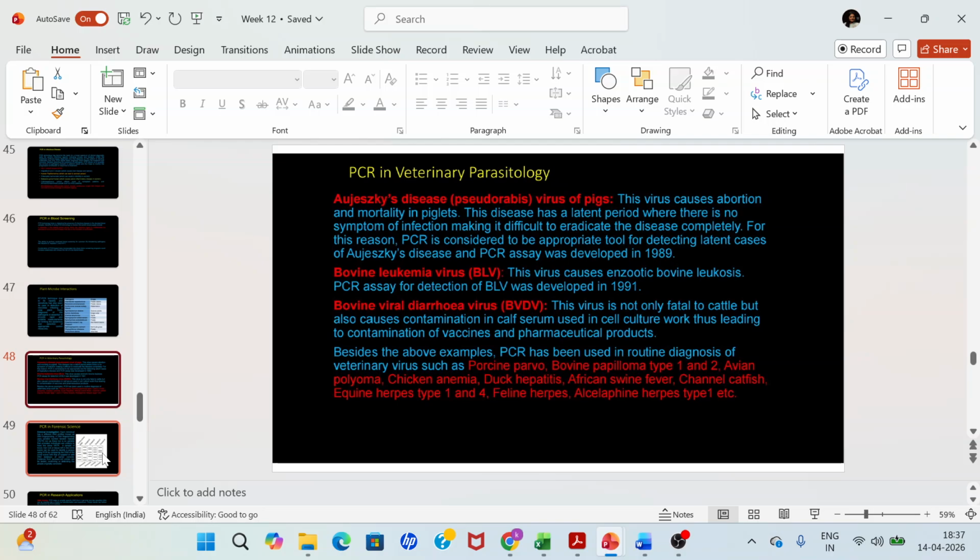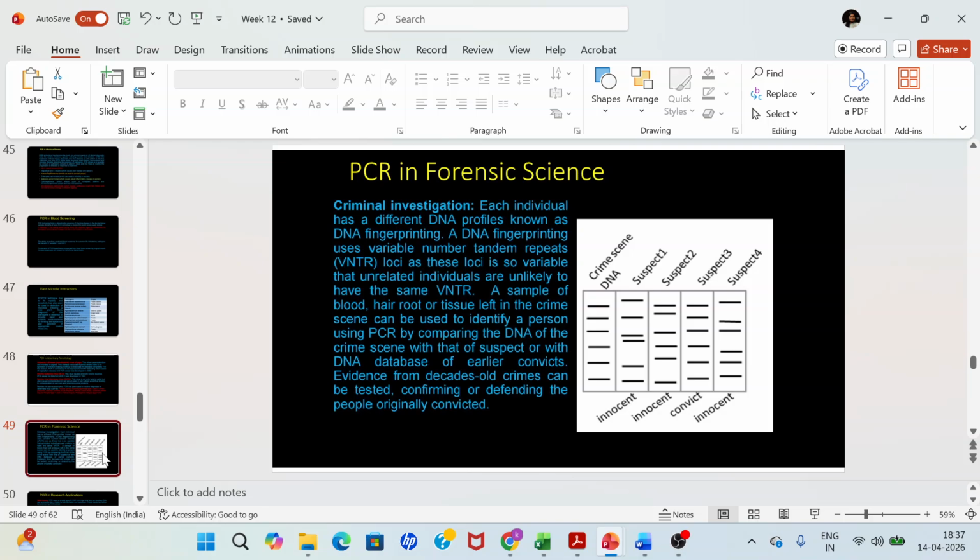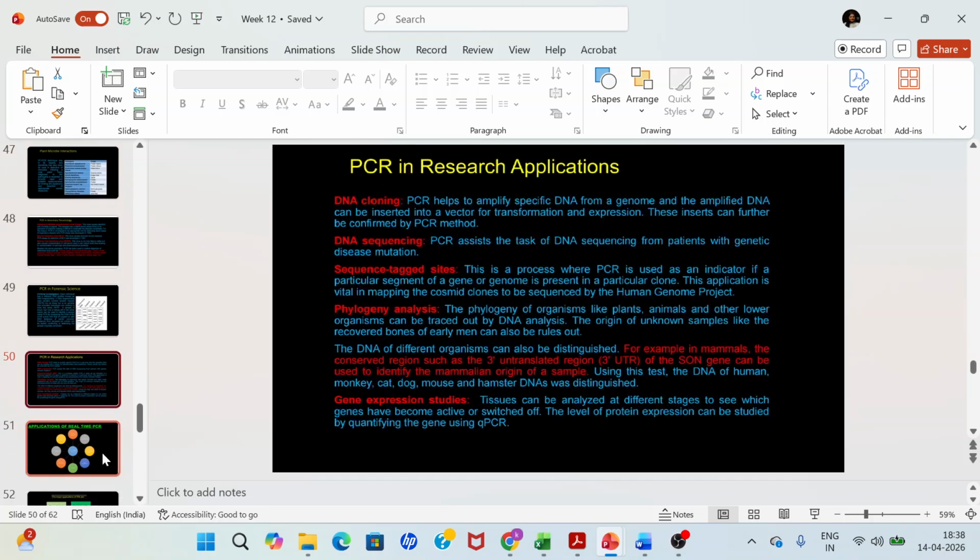There are other things also, the BLV, BVDV. These kinds of viruses are also identified using the PCR technique. Then in forensic science, the criminal investigation, PCR is used to basically read the tandem repeats in the particular organism to understand the relation between the different suspects, and this is how the PCR helps in the forensic science. In case of research, we have been learning from last few weeks.